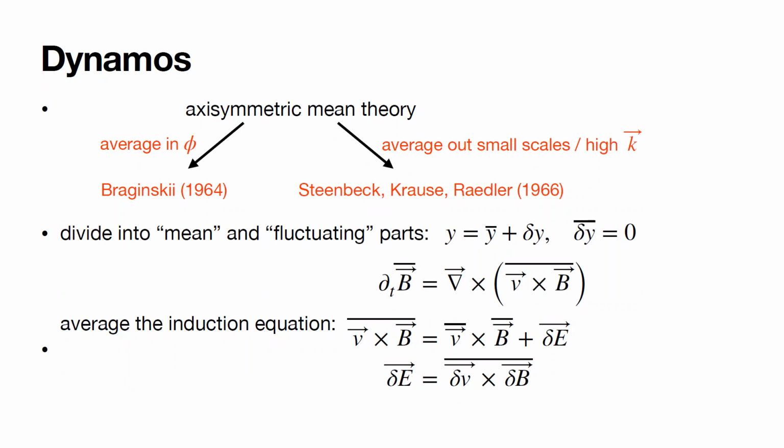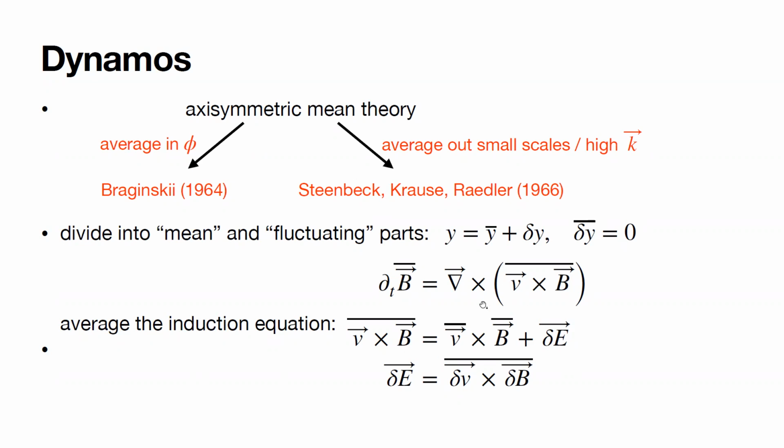Now I average this over whatever. And so I get the time derivative of the average of B, and average, we'll say, commutes with curl. So it's equal to the average of V cross B. And here's the thing: the average of V cross B is not necessarily the same thing as the average of V cross the average of B, right? If there are some correlations, it might not be.